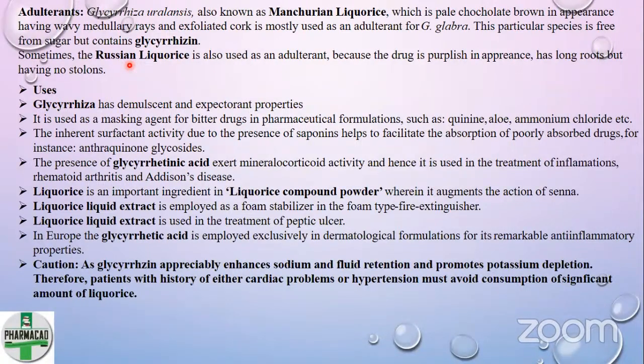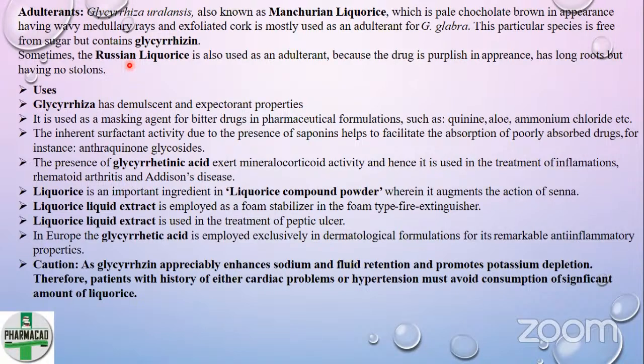Now when we talk about the uses, glycyrrhiza has demulcent and expectorant properties, which I mentioned earlier. Then it is used as a masking agent because it is a strong sweetener. Also, if you don't want to use an artificial sweetener, or if you have diabetes and don't want to use much sugar, then in that case this is again an alternative.